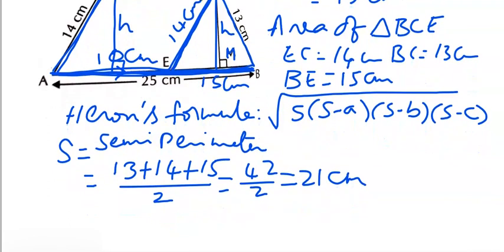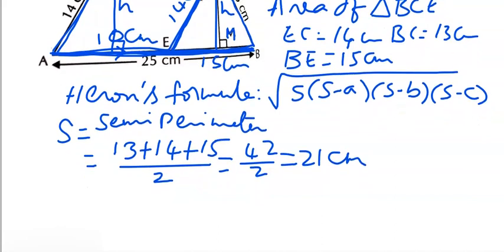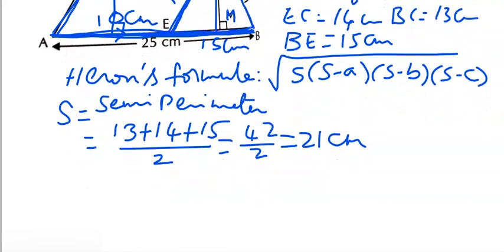A, B, C are the three sides of the triangle. Now let us apply Heron's formula to find the area. Area of triangle BEC.